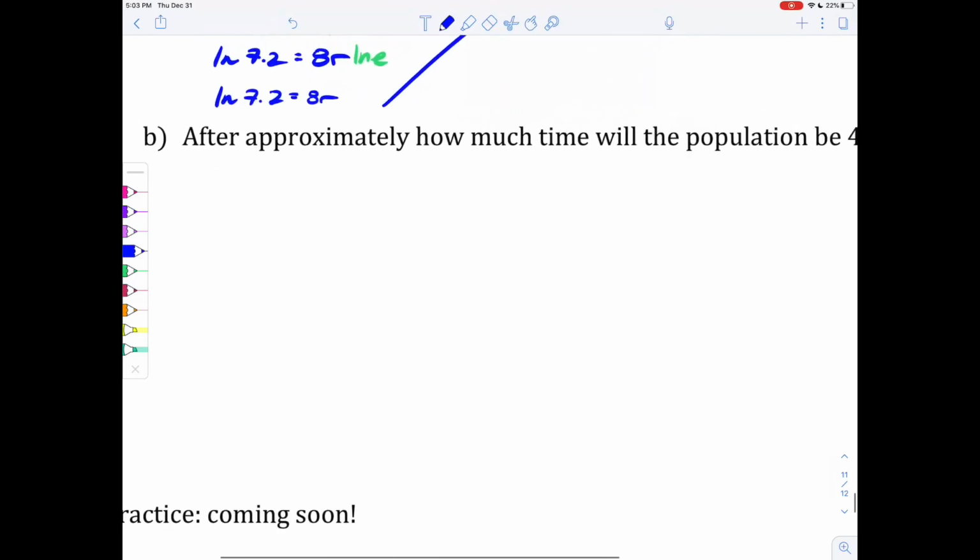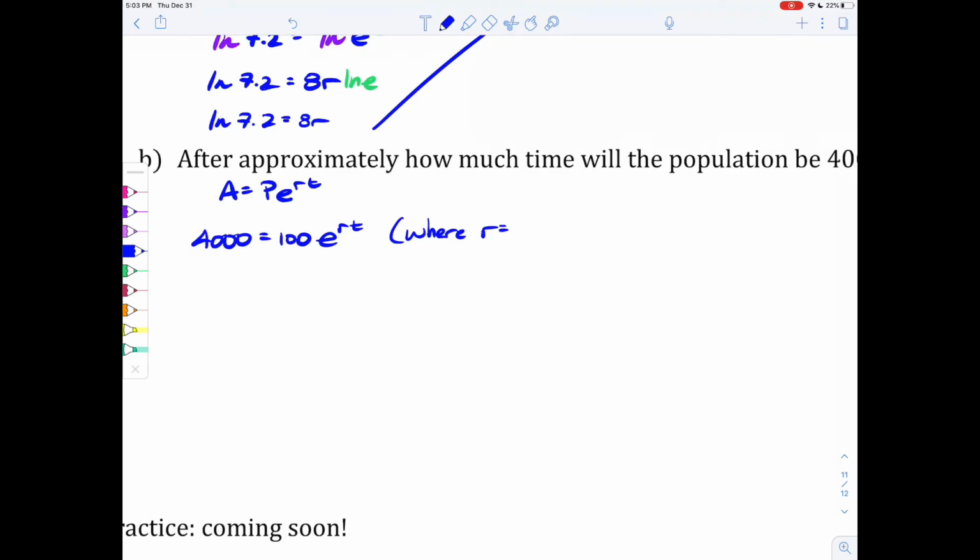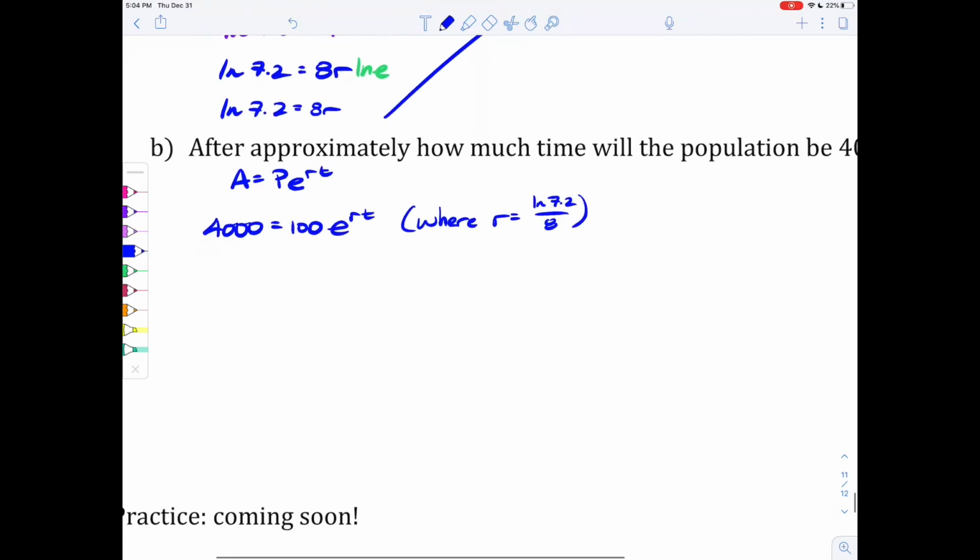So, how much time will it take for the population to be 4,000? We'll start with that same formula, A equals P e to the rt. And we're going to plug some things in. 4,000 is what we want the population to be. We started with 100. And e to the rt. I'm just going to keep it as r for now, so I don't have to write in the whole expression for it, which is a little complex.